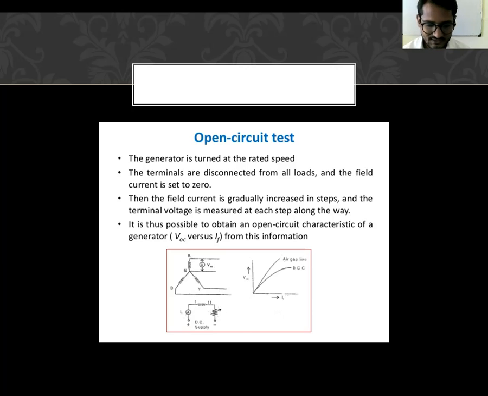In the open circuit test, the alternator is run at rated synchronous speed and the load terminals are kept open, and the field current is set at 0. This condition we call the open circuit test.